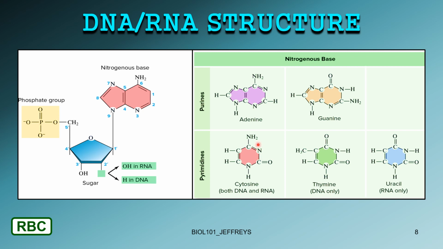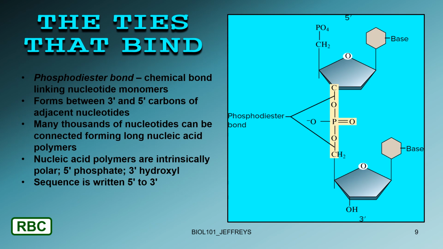And you can see we give them names. Here is adenine. And these are just amino acids. Here's adenine and guanine. Those are your 2 purines. And here's cytosine and thymine. Those are your 2 pyrimidines.